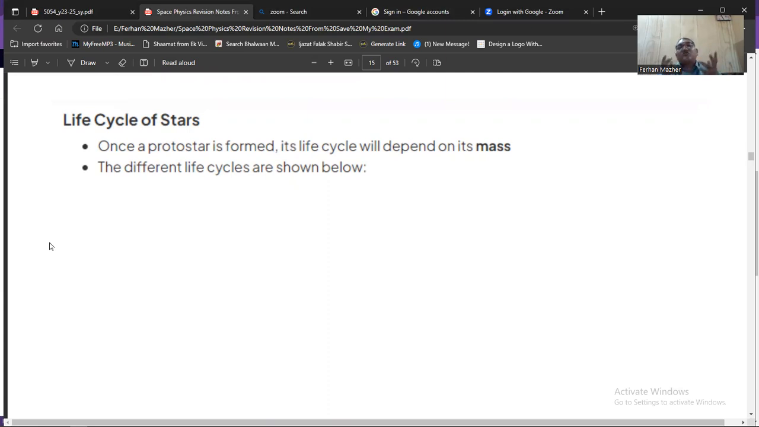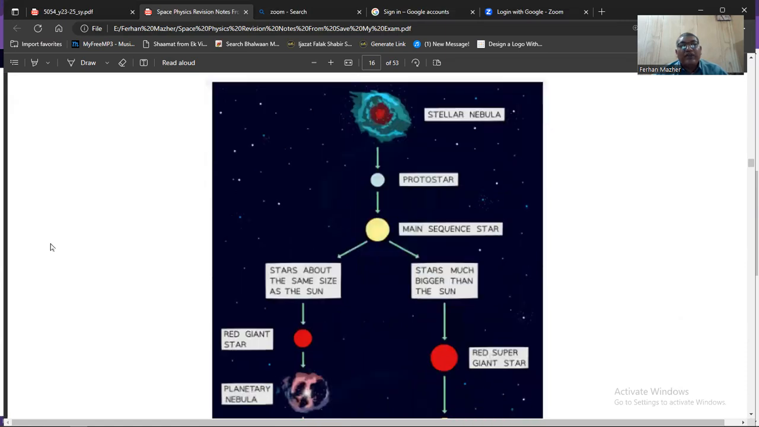And for the stars of the mass like our sun, their life cycle is a little different. The different life cycles are shown below. So here we have stellar nebula, then protostar, then the main sequence star. Then the stars about the same size as the sun will, in the end, become a red giant star, and then there will be a planetary nebula.